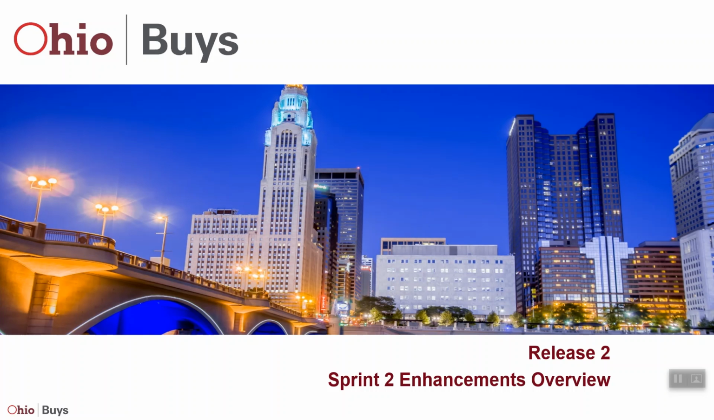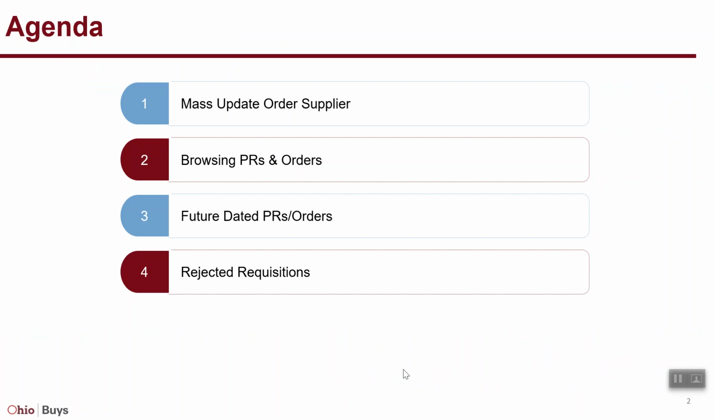Welcome to the Release 2 Sprint 2 Enhancements Overview. We'll be reviewing 4 enhancements in this video. For a complete list of enhancements and more information, refer to the Ohio Buys website at das.ohio.gov/ohiobuys.